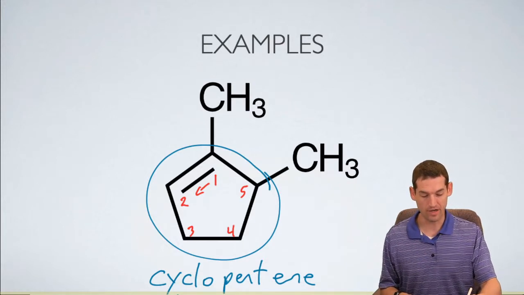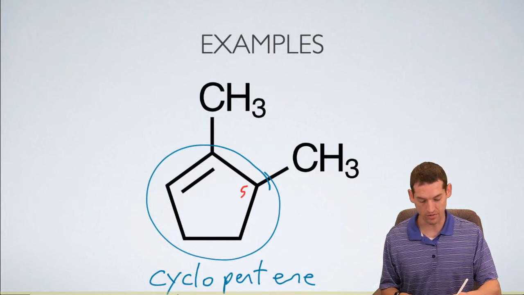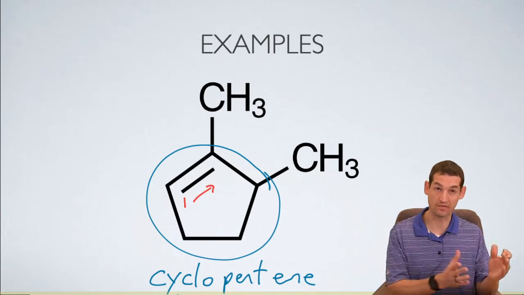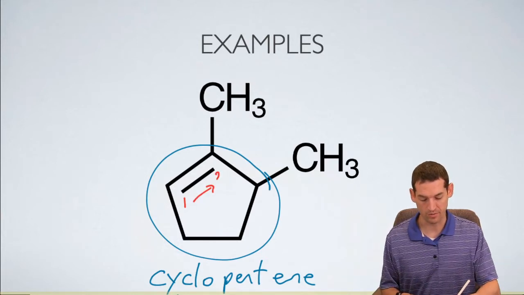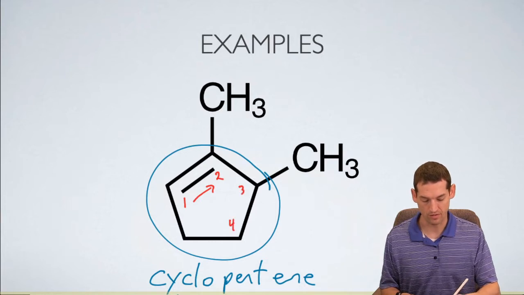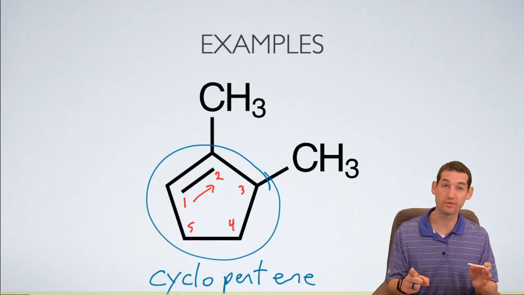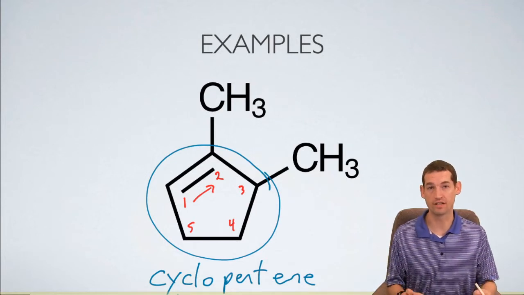All right, now if I change that though, let's erase those. What if I did it the other way? What if I started here, and I would have to go this way in that case, because I have to include that double bond. This would be 2, 3, 4, 5 that way. Now my branches are 2 and 3 instead of 1 and 5.